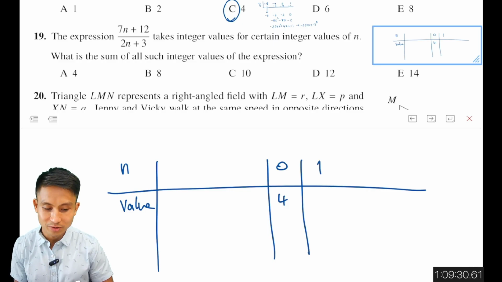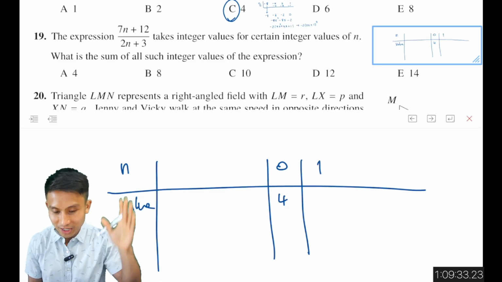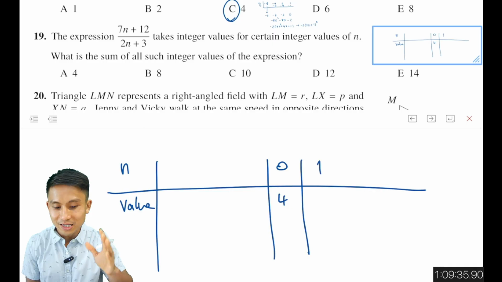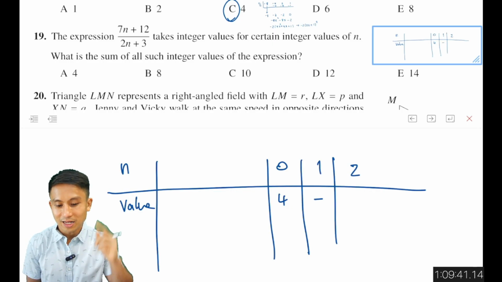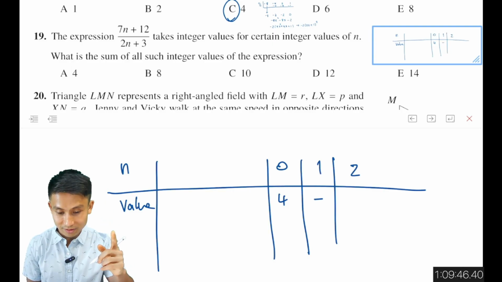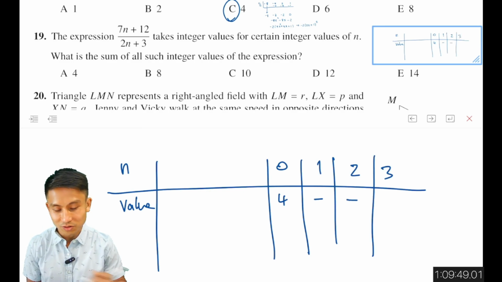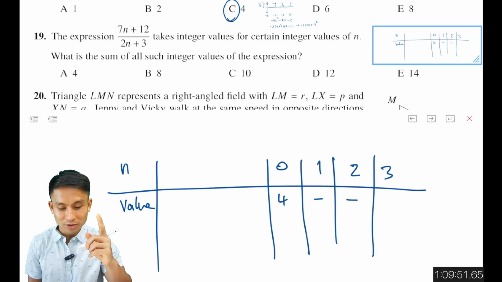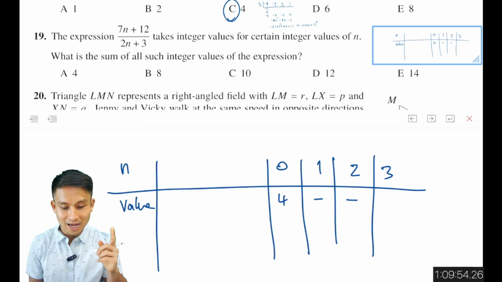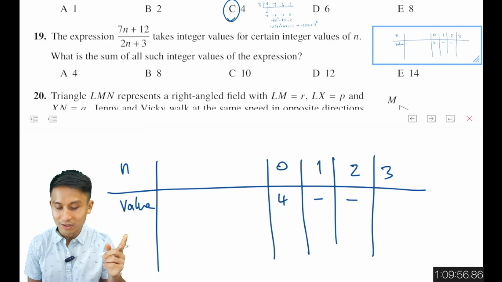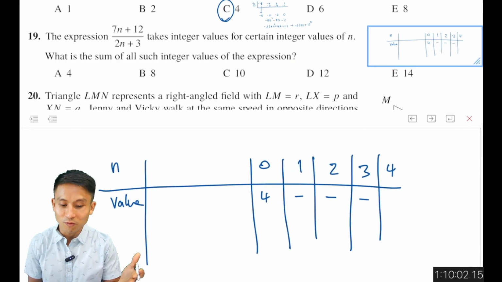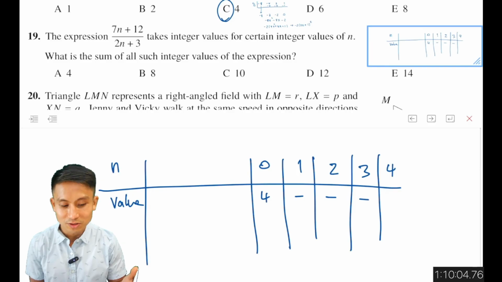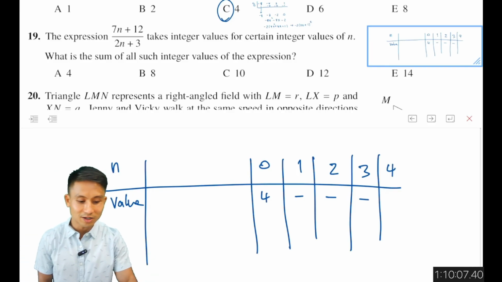Now let's change the number. If n is 1, do you still get an integer? Because we want the whole thing to be an integer, right? If n is 1, it's 19 over 5. It's not an integer. If n is 2, then it's 26 on top divided by 7, which is not an integer. If it's 3, it's 33 divided by 9, not an integer. Let's try 4. 4 is 28 plus 12, so it's 40 divided by 11, not an integer.